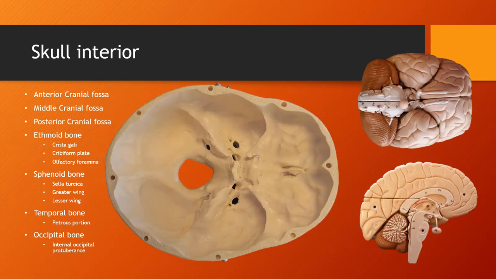For number 7, again, we are still looking at these cranial fossas. So it's just a repetition for the skull geography. So again, A is going to be the anterior cranial fossa. B is going to be the middle cranial fossa. And C will be the posterior cranial fossa.